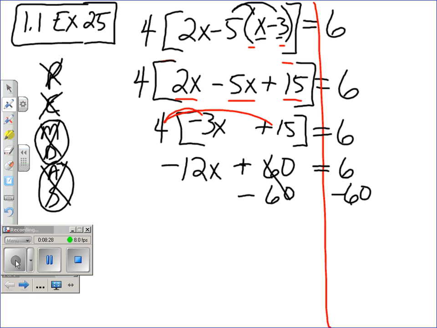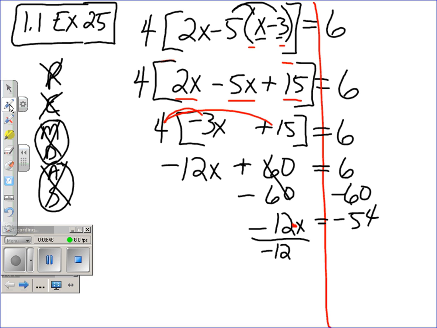Sixties cancel. Negative 12x equals negative 54. To get rid of x, remember this is times. This isn't x minus 12. It's x times negative 12. So to get rid of times a number, we divide by that number.